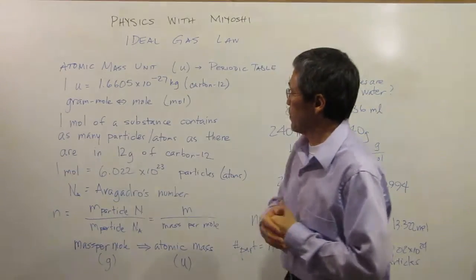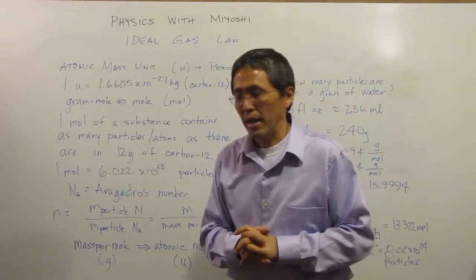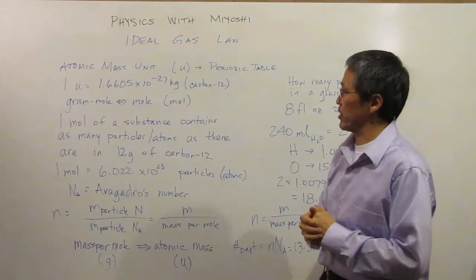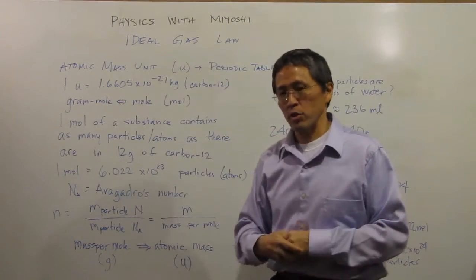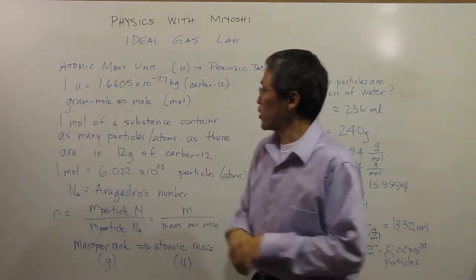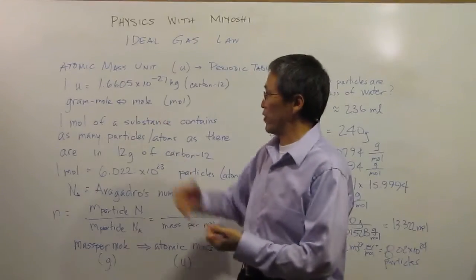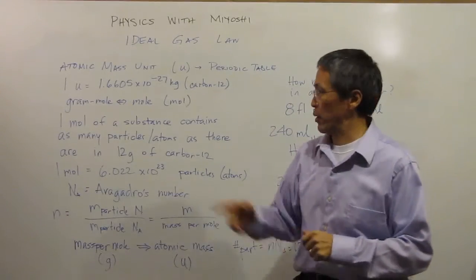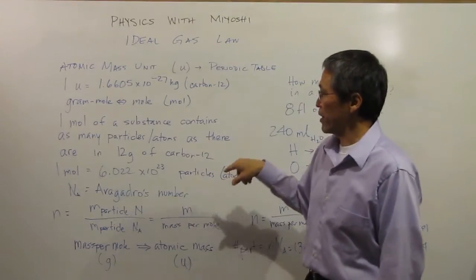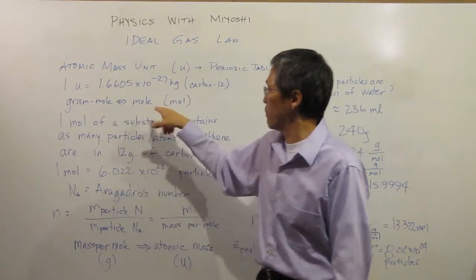So atomic mass is what you see in the periodic table of elements. The unit is just a U, for the atomic mass unit, and 1 U is 1.6605 times 10 to the negative 27 kilograms. And the way they figured that out was they used the most common element, carbon-12, and what we're going to come up with is something called a gram mole, or a mole.